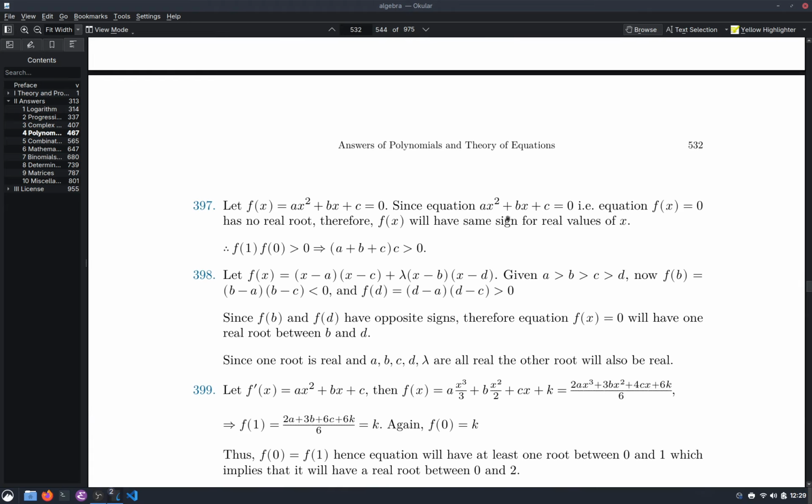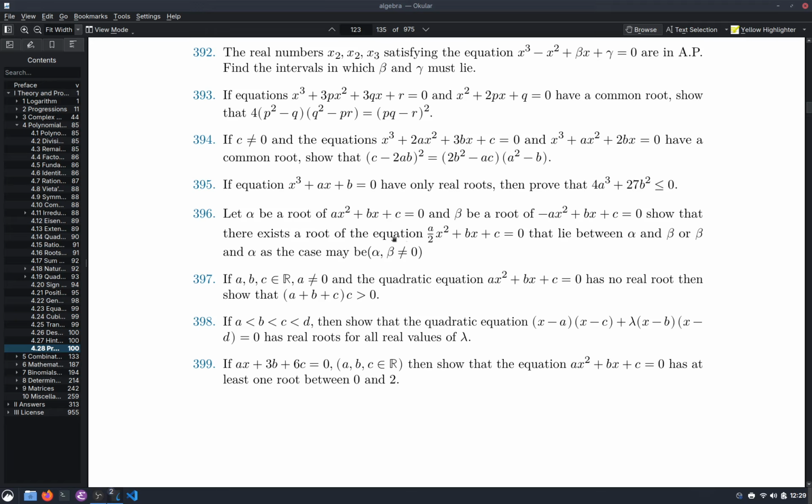So since f of x has the same sign, if you multiply these two, the product will be greater than 0, because both can be negative, both can be positive, but the product will always be positive. And we substitute the value of f of 1 and f of 0, we get a plus b plus c into c greater than 0.